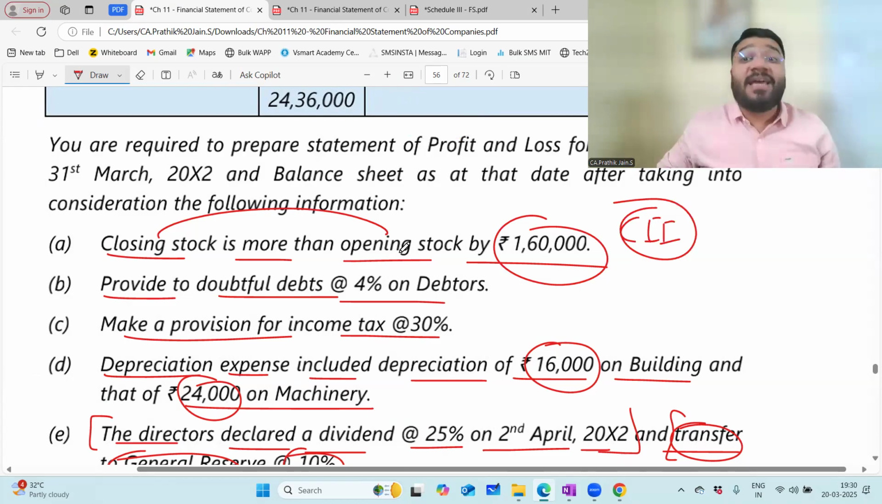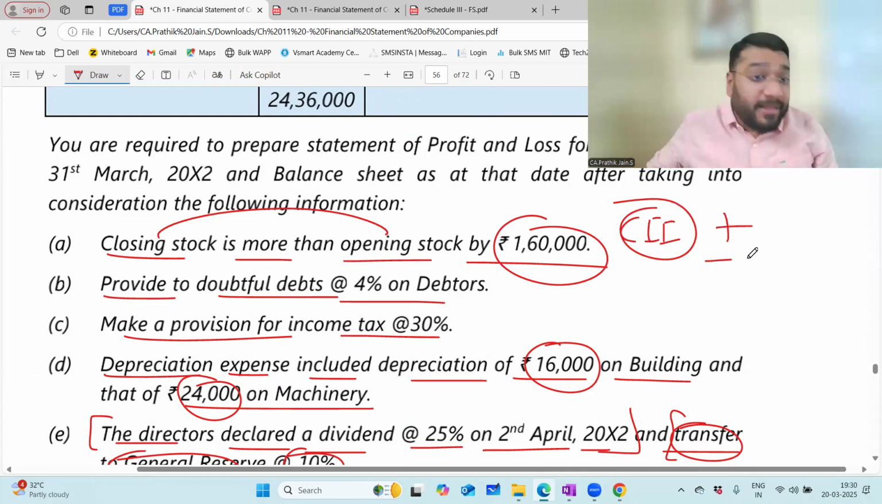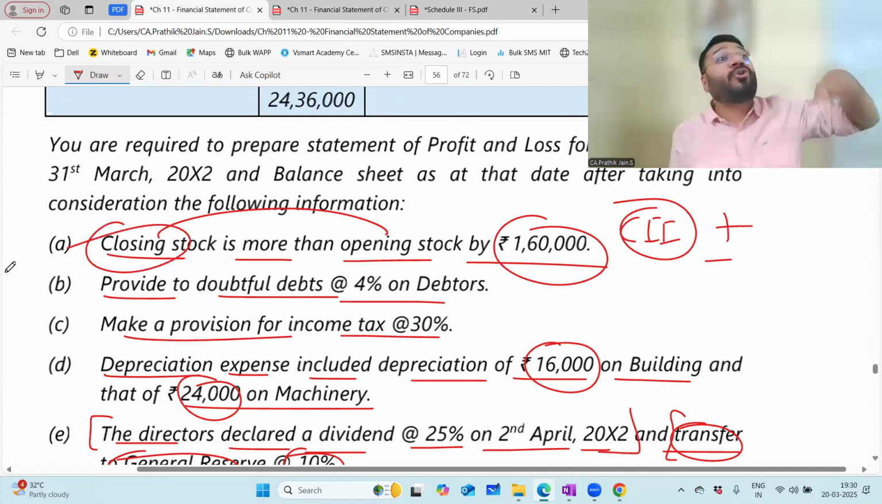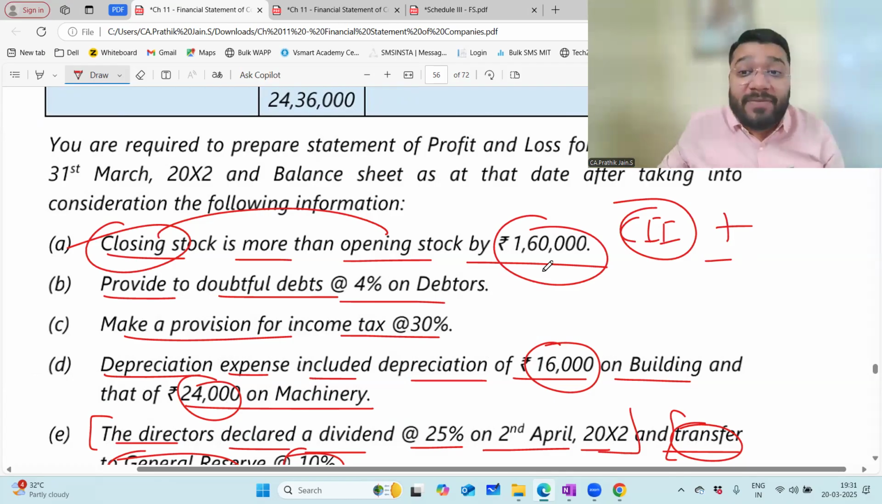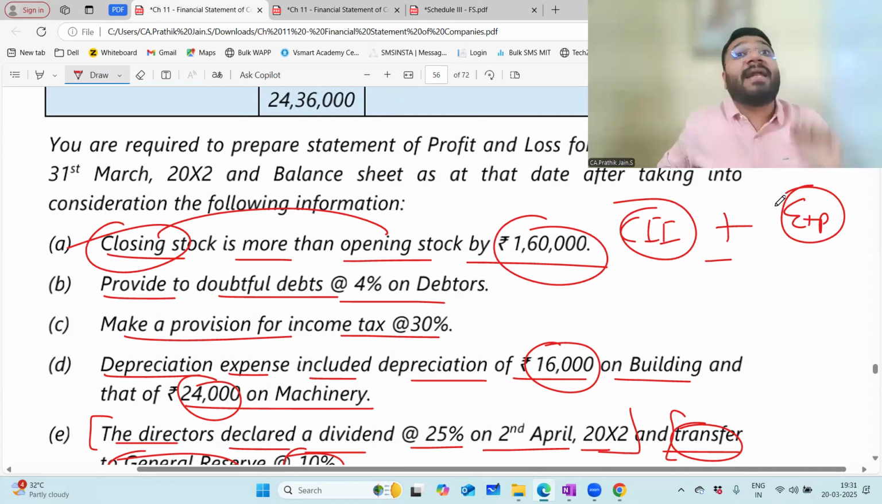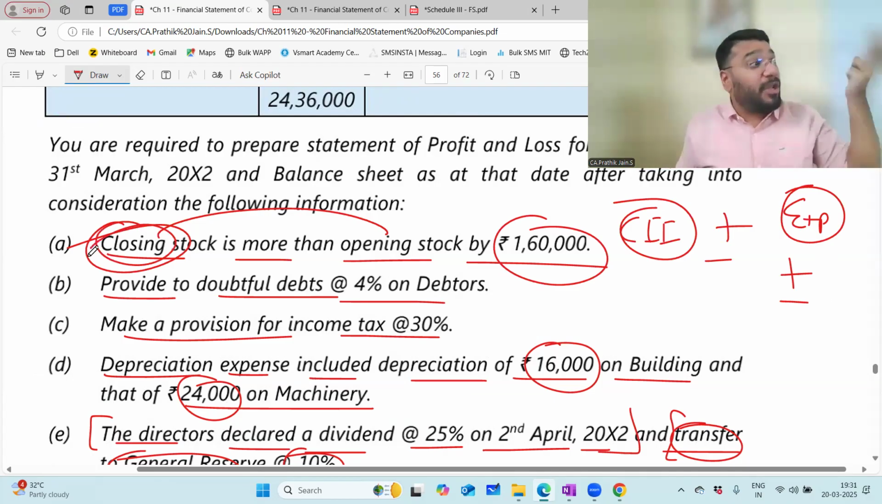160. Now the question is whether this is plus or minus. They're telling that closing stock is more. Closing stock represents what? Reversal of expenses. Changes in inventory comes under which category? Expenses category. So if I want to represent expense, it should be plus. If it is reversal of expense, it is minus. Closing stock is nothing but reversal of expense. Closing stock means we're reversing the expense.